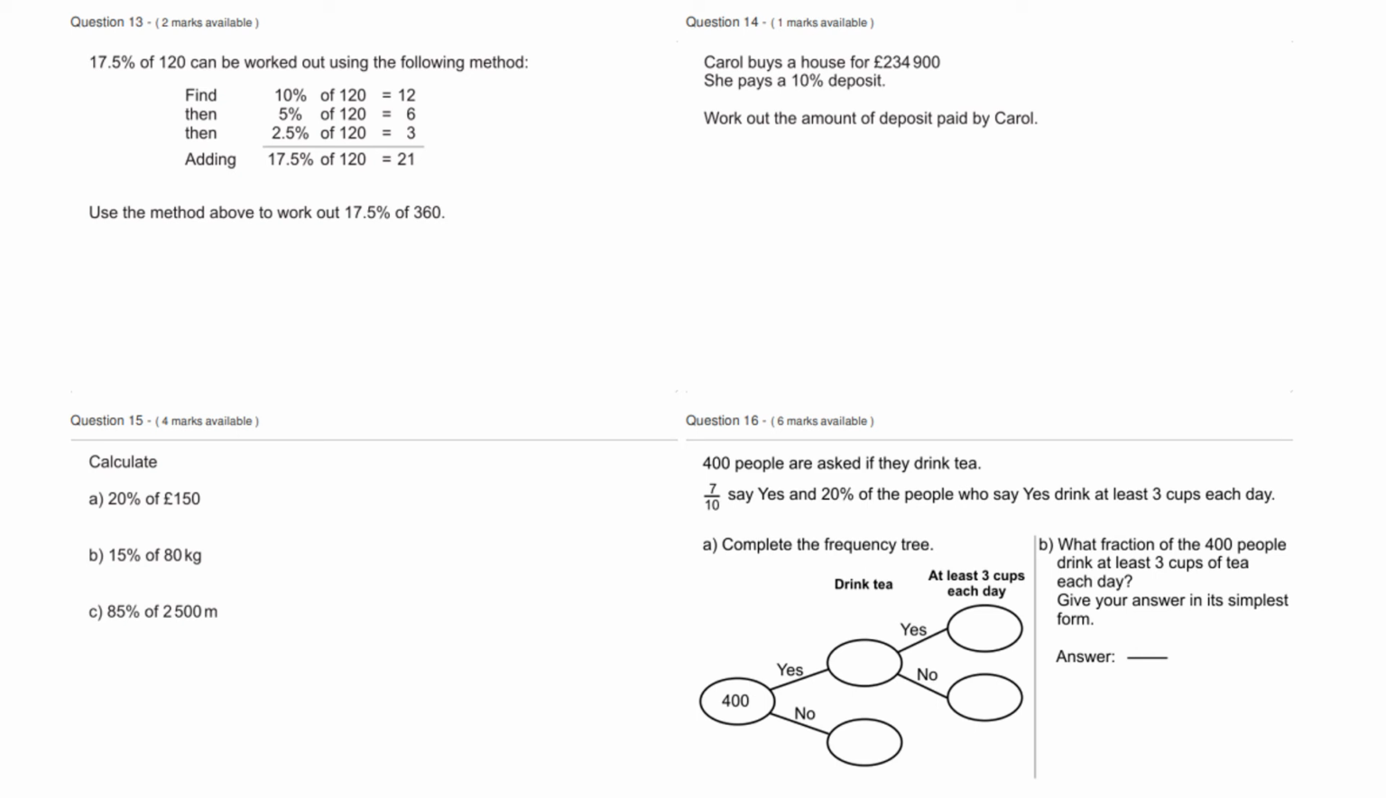question 13, they've shown us how we could work out what 17.5% of a number would be. So they've told us that we can do it in little chunks. That we can start off by working out 10%, which we know is worked out by dividing by 10.